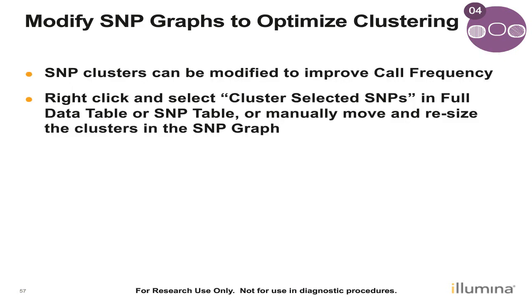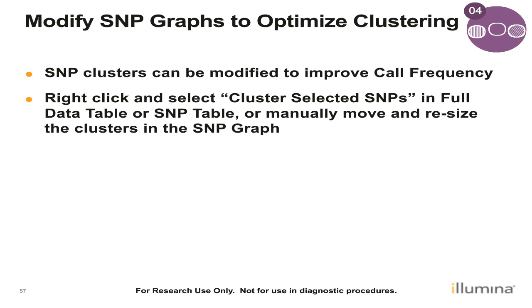So as you're reviewing your SNPs, you might notice that certain SNPs can be improved and modified to improve call frequency. And to do this, you can simply right-click and select cluster selected SNPs, and you can do this in both the full data table or the SNP table. Another thing you can do is in the SNP graph, you can manually move and resize the clusters.